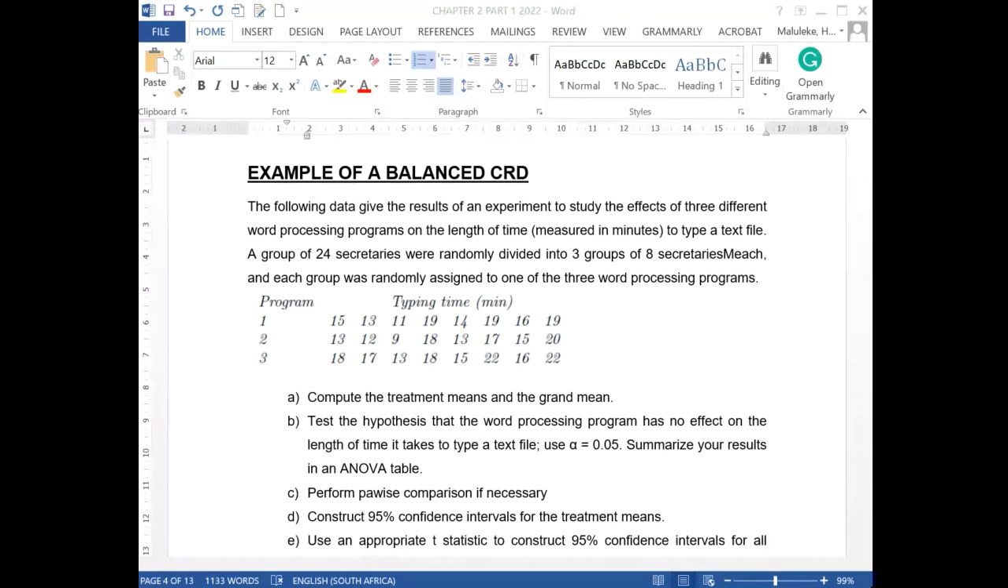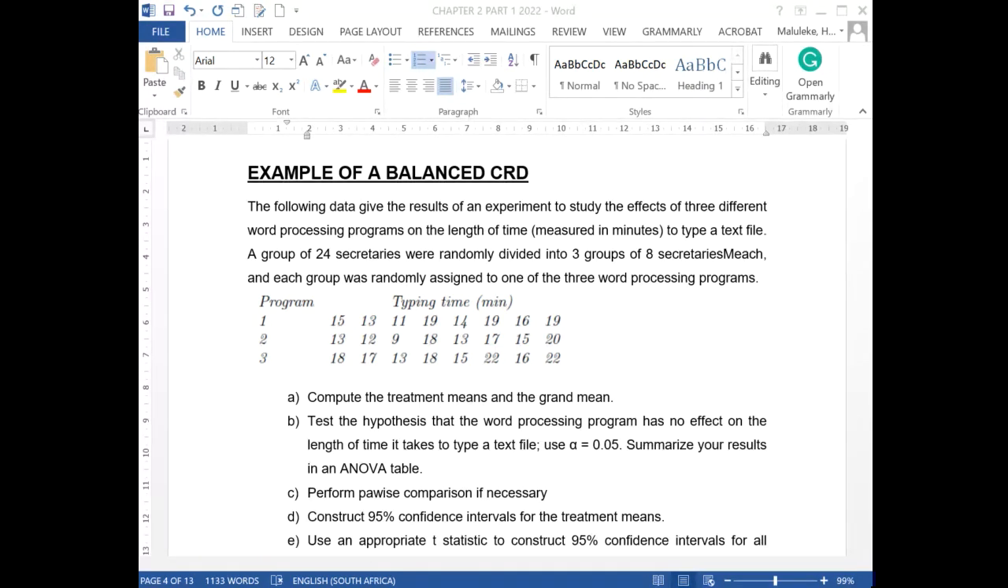So what is our T? Someone said 3. T is equal to 3. What is our R? R, I'm told, is 8. What is our y dot dot, the overall total? 384. That is the information that we have so far.